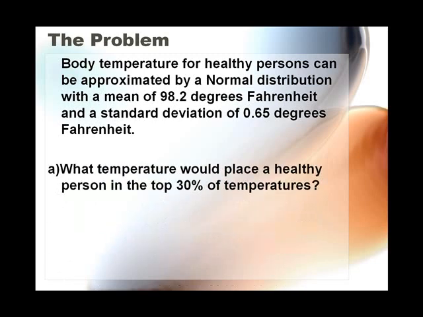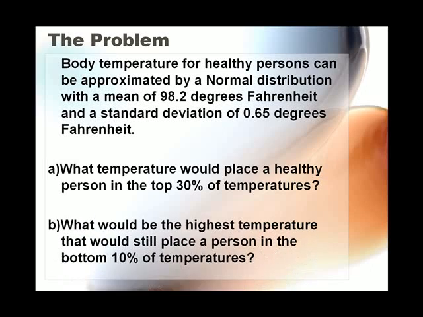Part A asks what temperature would place a healthy person in the top 30% of temperatures. And Part B is what would be the highest temperature that would still place a person in the bottom 10% of temperatures.